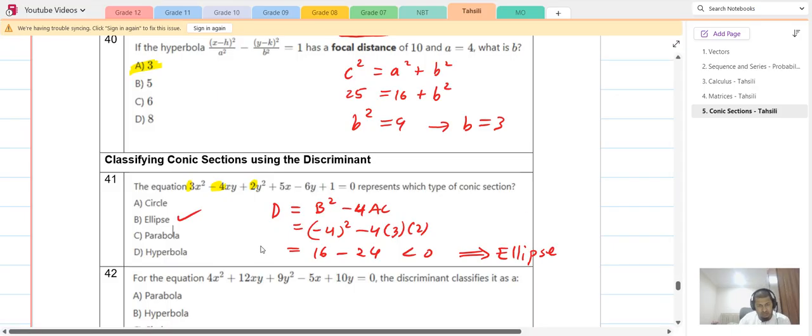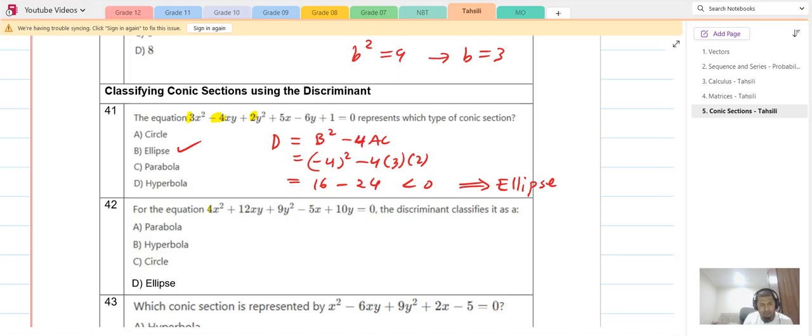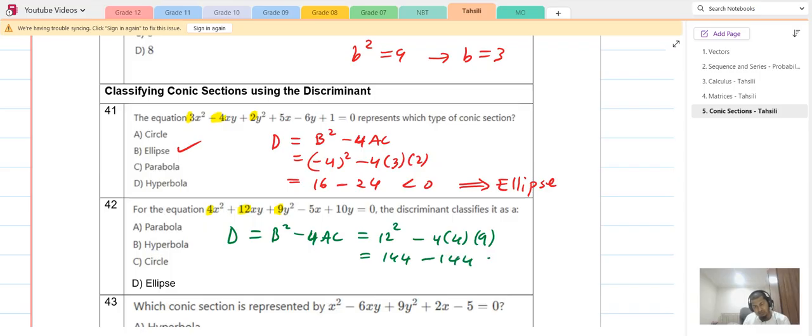For the next equation, we also get a, b, c values. So d is equal to b squared minus 4ac. B squared will be 12 squared minus 4, a is 4, c is 9. So we're getting 144, and 16 times 9, which is also 144, so 0. If the discriminant is 0, we get a parabola.